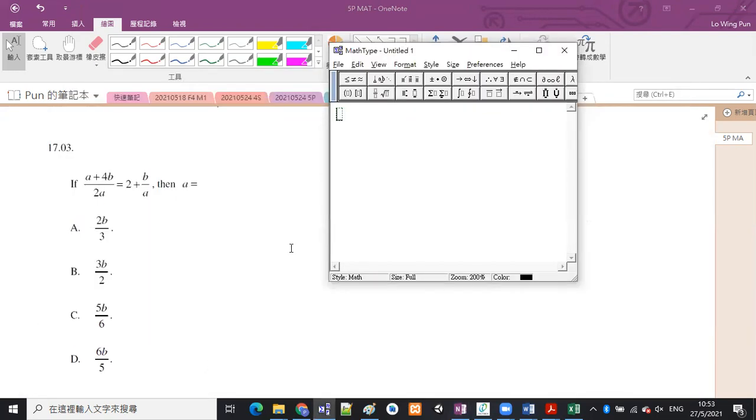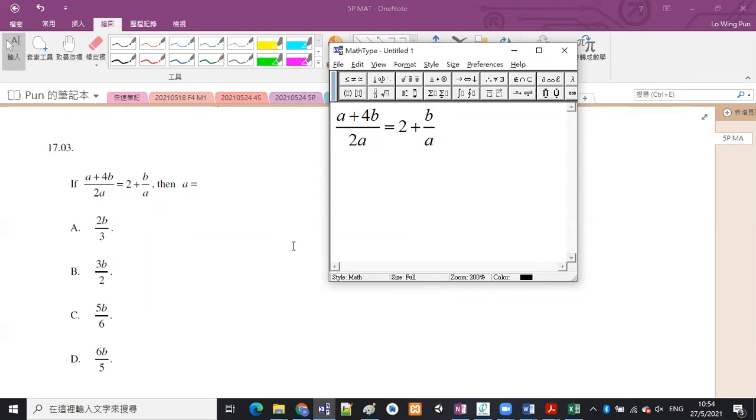Let's do this together. Again, there are fractions, right? No matter what, I need to cancel out the fraction first. I did not even see what the question wants us to make the subject to be. I just need to cancel out the fraction.